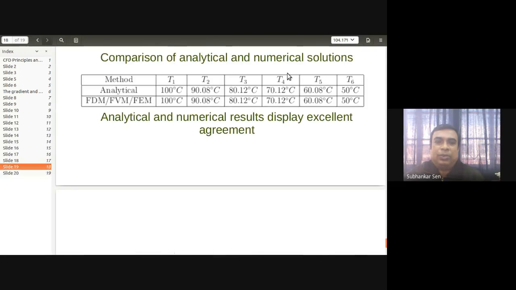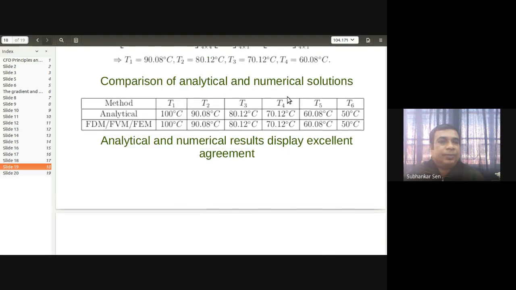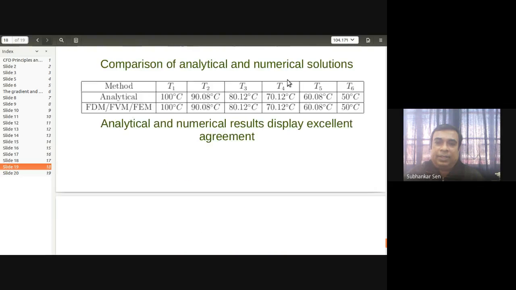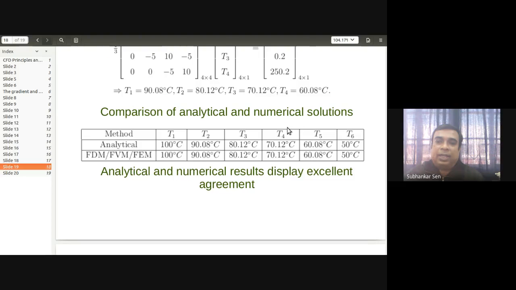So finally we are comparing analytical solutions and the numerical, the approximate solutions. So all the temperatures, we are finding that for a simple problem, the approximate solutions are exactly matching with the analytical solutions. So these are the internal points at 2, 3, 4, and 5. So approximate and exact solutions are exactly matching for this simple problem. But if you go for a complicated problem where convective terms are present, you will not get this kind of good match.